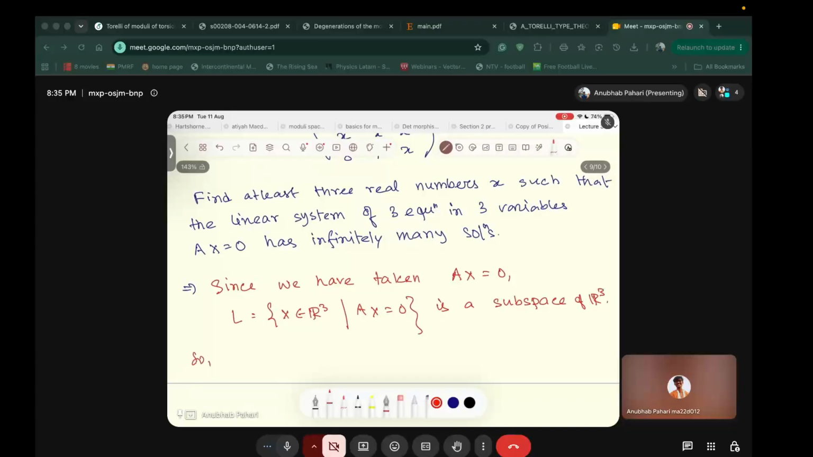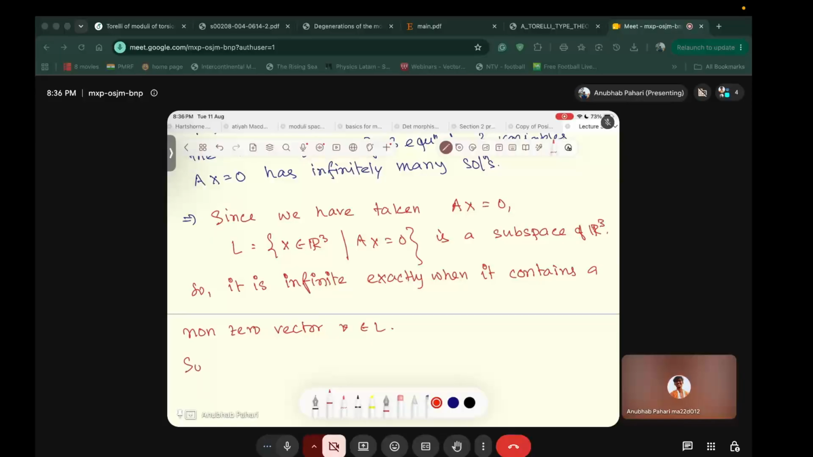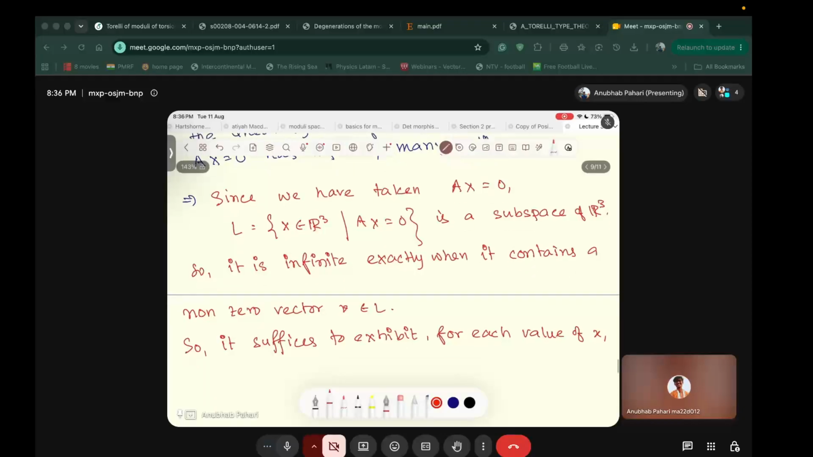So it is infinite exactly when it contains a non-zero vector V. So it suffices to exhibit, for each value of x, one non-zero solution.